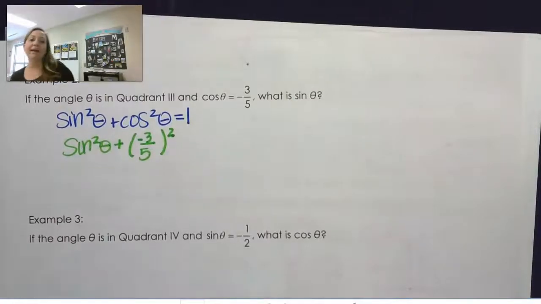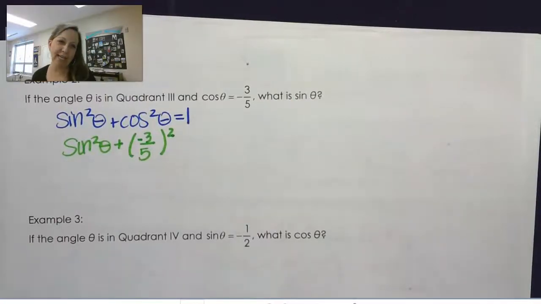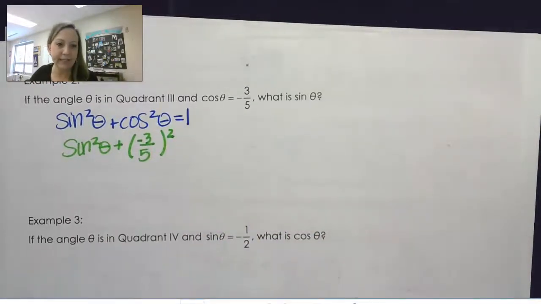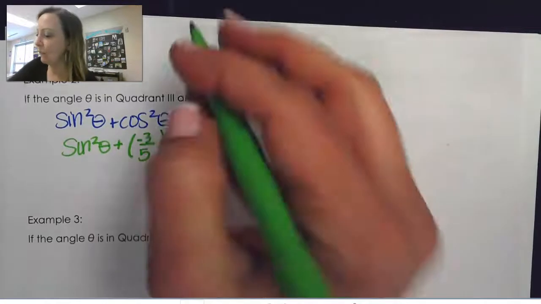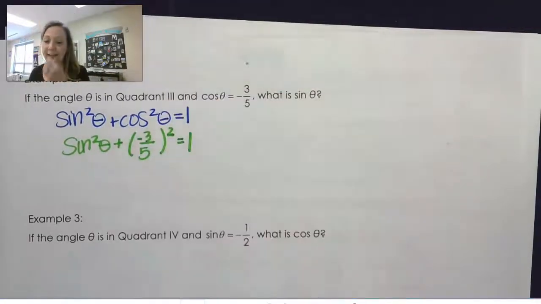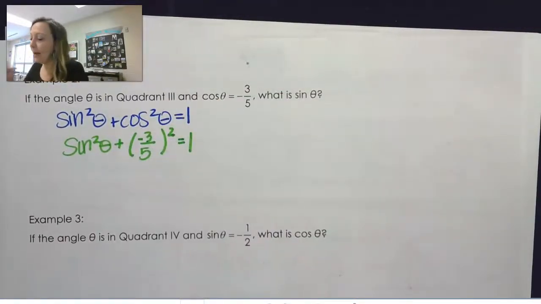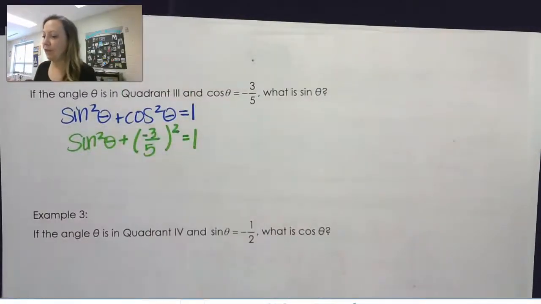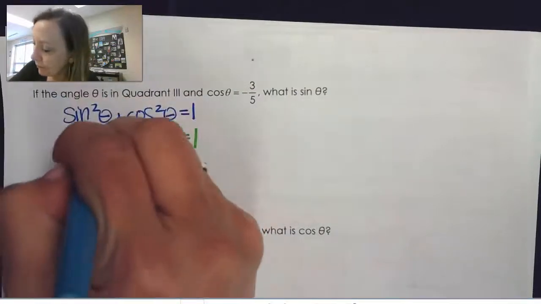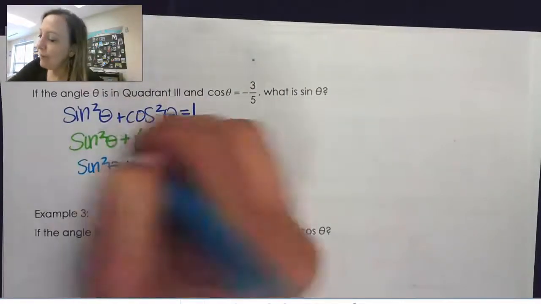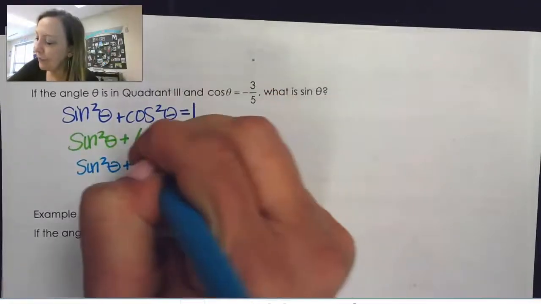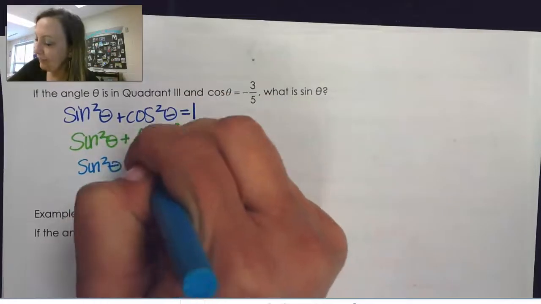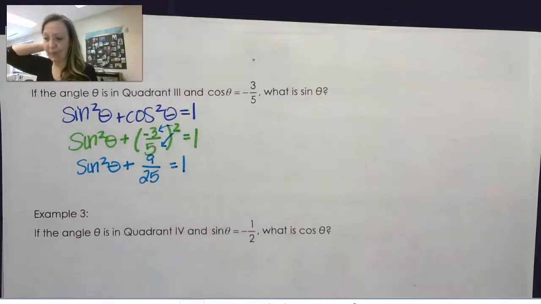Now, remember that cosine squared theta means that we're taking the ratio of cosine theta and we're squaring it. So that's how we should write it in our substitution, as -3/5 squared. And then that equals 1. I would then evaluate what this is here to try to do the solving work. Remember, you have to square the -3 to make 9. And we square the 5 to make 25, and then that equals 1.